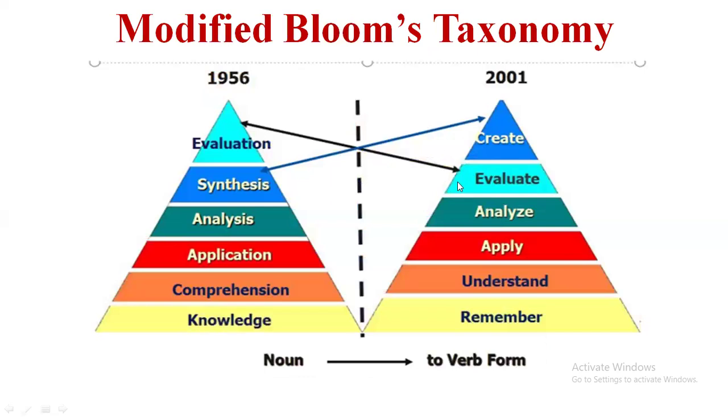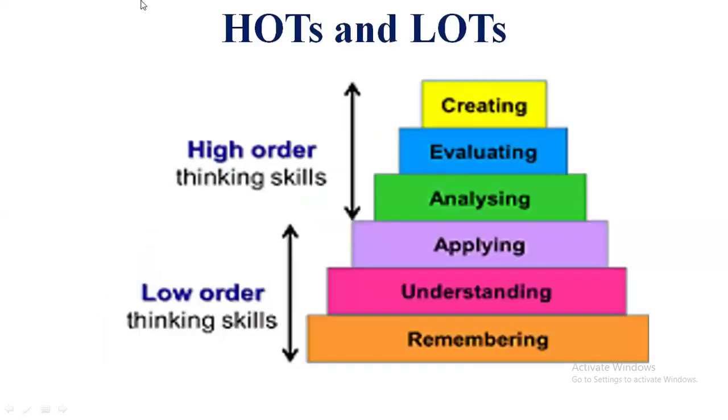Modified Bloom's taxonomy. The original: knowledge, comprehension, application, analysis, synthesis, evaluation. The revised: remember, understand, apply, analyze, evaluate, create. Higher order thinking skills: creating, evaluating, analyzing. Lower order thinking skills: applying, understanding, remembering.